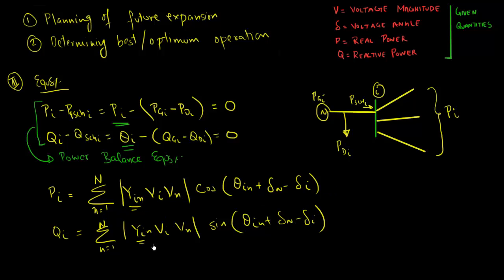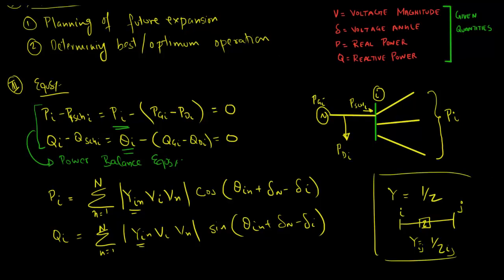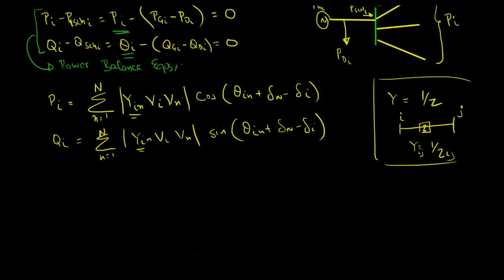Y of n here is the admittance, so Y is equal to 1 over Z. So if there's a bus I and J, then this transmission line has an impedance. Admittance of that transmission line I J is 1 over Z I J. And again, as I mentioned, I'm not going to go into the derivation, but now these equations are known as power flow equations.